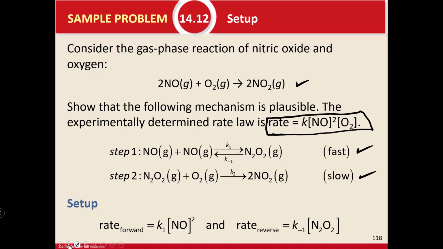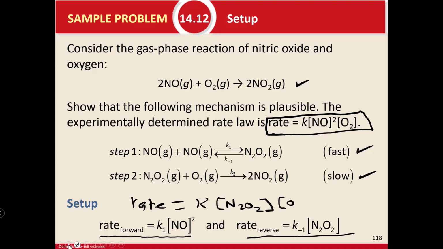So what's going on down here that's going to give us that rate law? The rate of the forward reaction for the fast reaction is this. The rate of the reverse reaction is that. We know that the rate law for this would be rate equals the rate constant times the dinitrogen dioxide times oxygen. That doesn't match this up here. So we know we've got a problem. This is an intermediate. It wasn't at the beginning, wasn't at the end.